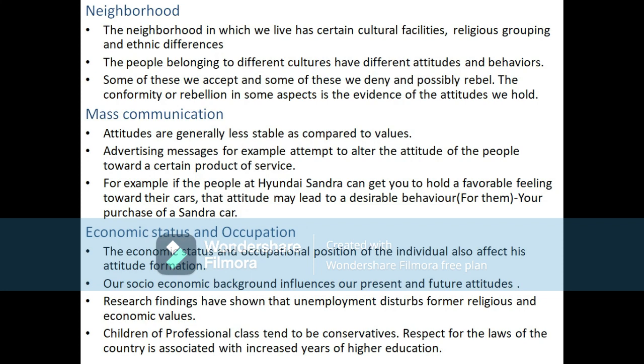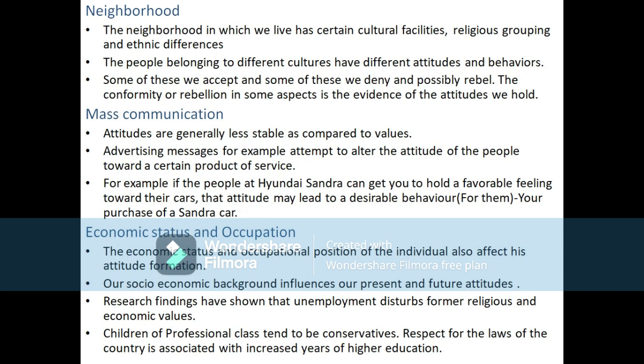Research findings have shown that unemployment disturbs former religious and economic values. Unemployment results in a lower economic status, so ultimately it reduces our economic values also. And children of the professional class tend to be very conservative. Respect for the laws of the country is associated with increased years of higher education, meaning that through education our attitude will also change.